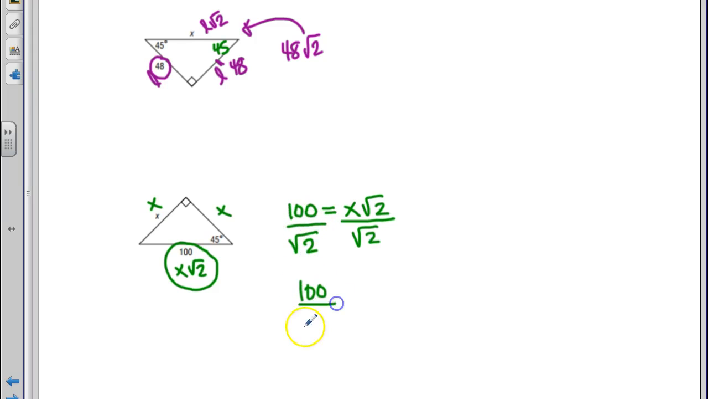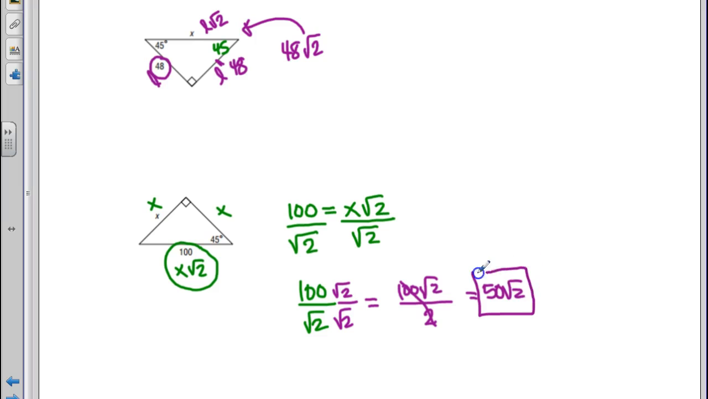100 over the square root of 2, we need to rationalize. What do we multiply on top and bottom? How do we get rid of this guy? Yep, square root of 2 every time. Whatever the square root is, that's what we're multiplying by. We have to also do it on the top. So 100 times the square root of 2 over 2. Reduce: 50 square roots of 2.